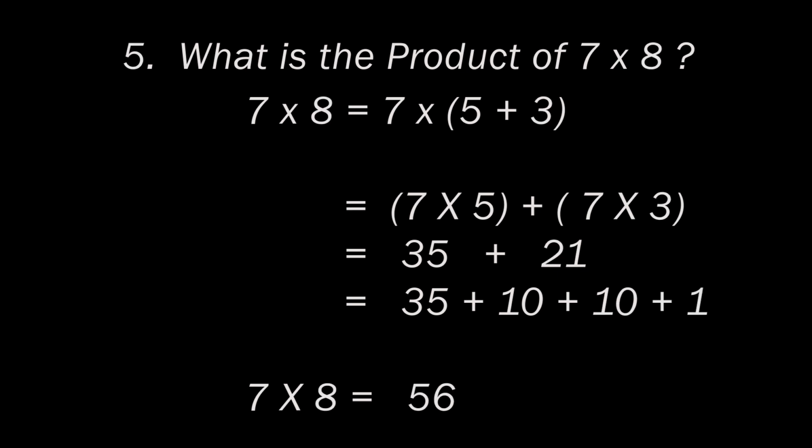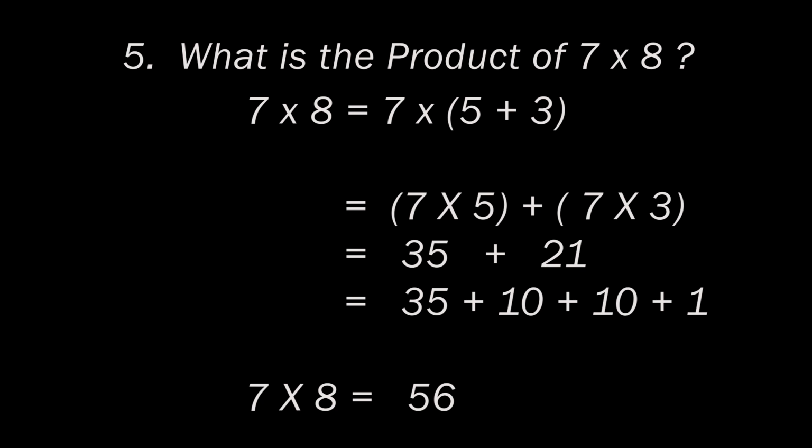What is the product of 7 times 8? 7 times 8 equals 7 times bracket 5 plus 3 bracket, we changed the 8 to 5 plus 3. Now we must multiply 7 times 5 and 7 times 3. So we'll have bracket 7 times 5 plus bracket 7 times 3.